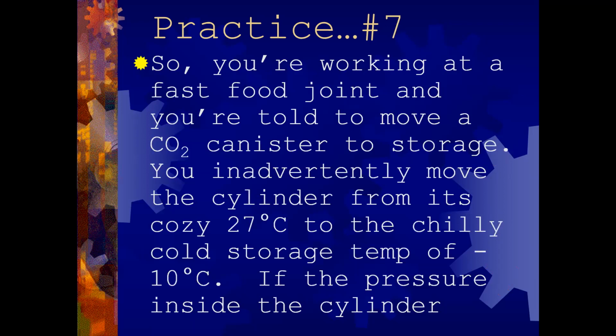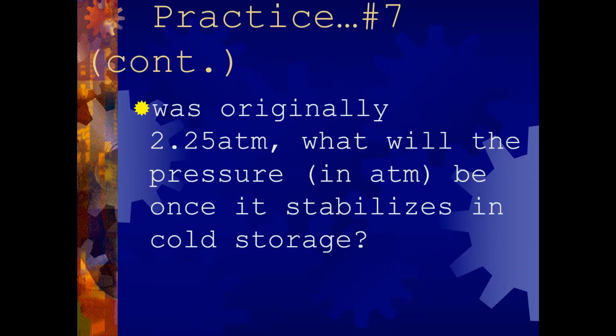Now look at this one. You're working at a fast food joint and you're told to move a CO2 canister to storage. You change it from its 27 Celsius, so temperature 1 is 27 Celsius, to the chilly cold storage temp of 10. So T2 is 10 Celsius. If the pressure inside the cylinder was originally P1, 2.25 atmospheres, what is the new pressure? So P2. That's the question.